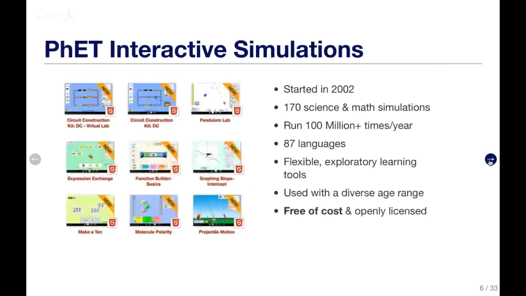The FET interactive simulation project was started to address accessible learning challenges for science in general. It was started in 2002. The project has built 170 science and math simulations. About 50 of them have been converted into HTML5. They run 100 million times a year. That's what they tell me. And the FET has built a translation tool allowing the sims to be translated, crowdsourced.